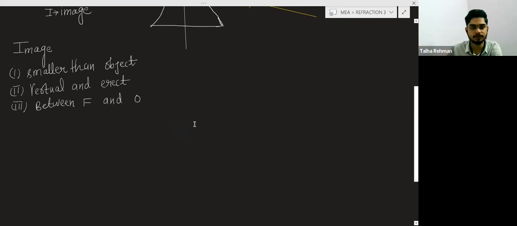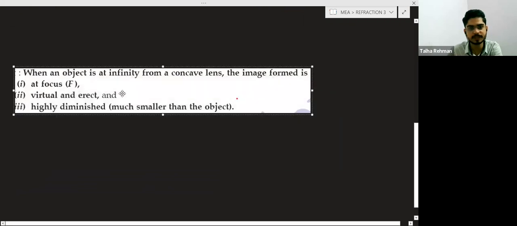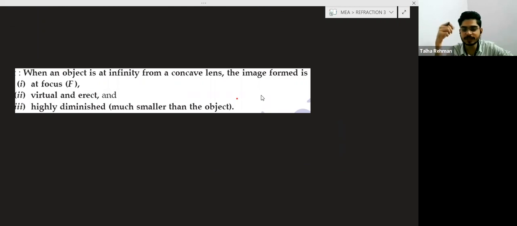Okay, complete. Now see this part here. You are placing the object at infinite. When the object is at infinite, your image will be at focus. And this time also you will get the virtual erect and the diminished image, because all the time you will get the virtual erect and the diminished image. And this time you will get highly diminished image. So write down this also.